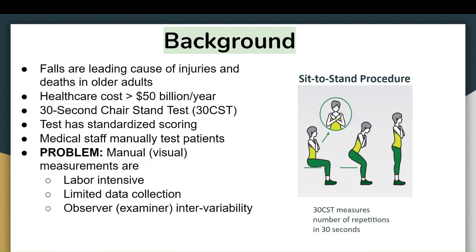Medical staff will manually administer this test using a stopwatch to time the 30 seconds and by counting each repetition performed by the patient. However, the problem with manual measurement is that it's labor intensive, as it requires the observer to devote all their focus to counting the number of repetitions. It also provides only limited data collection, because it's limited to the number of repetitions performed, and there's observer intervariability. What that means is that each observer may time and count the patient slightly differently, causing discrepancies in measurement.